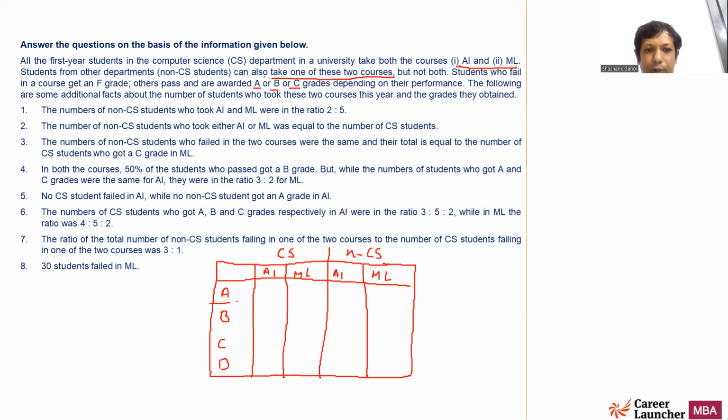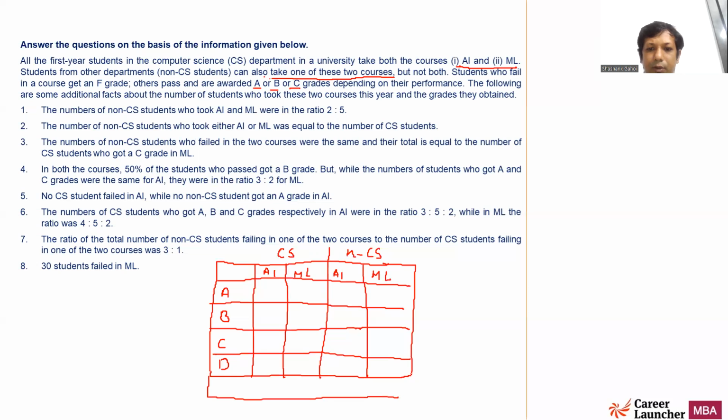So 4 types of grades and the people. Okay, so I have this. And here I am going to get the total for everyone. So this is going to be the total. And here again, I'm going to make a column for total. So this anyhow is not very relevant.